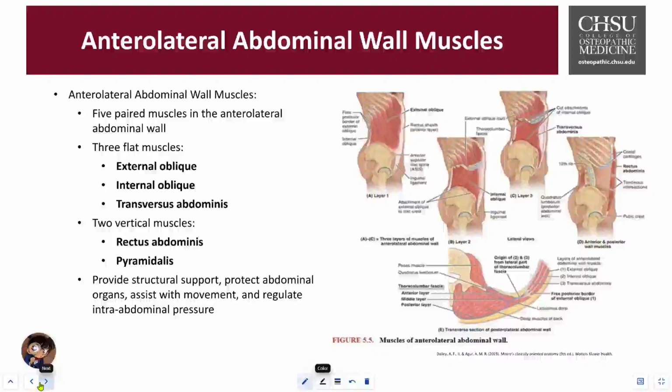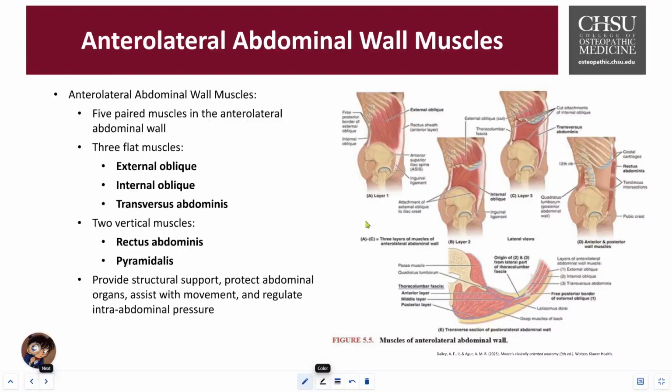The wall consists of 5 paired muscles, which provide structural support. They protect the abdominal organs, facilitate movement, and regulate the intra-abdominal pressure. The 3 flat muscles are the external oblique, internal oblique, and the transversus abdominis. They form the muscle layers of the abdominal wall, with the fibers running in different directions for strength and stability. The 2 vertical muscles are the rectus abdominis and the pyramidalis. They run along the midline, aiding in the trunk's flexion and tensioning the linea alba. And these weaknesses can lead to herniations. Oftentimes, excessive straining may cause the muscles to tear or even lead to abdominal wall dysfunction.